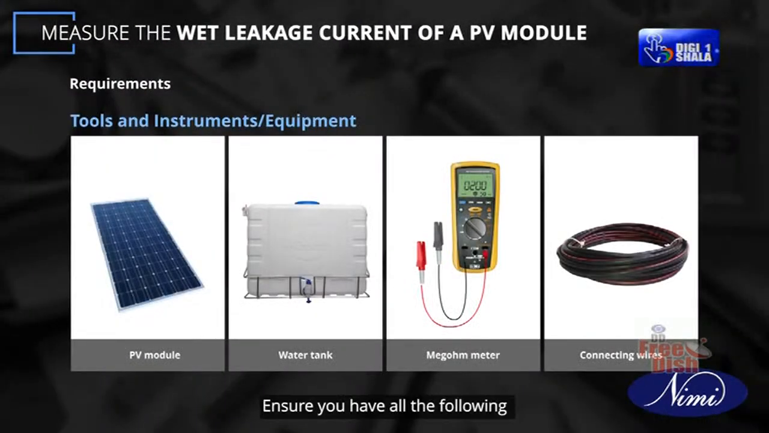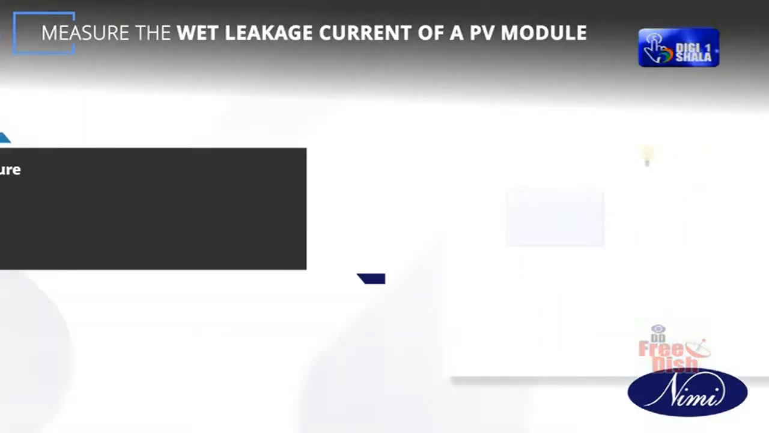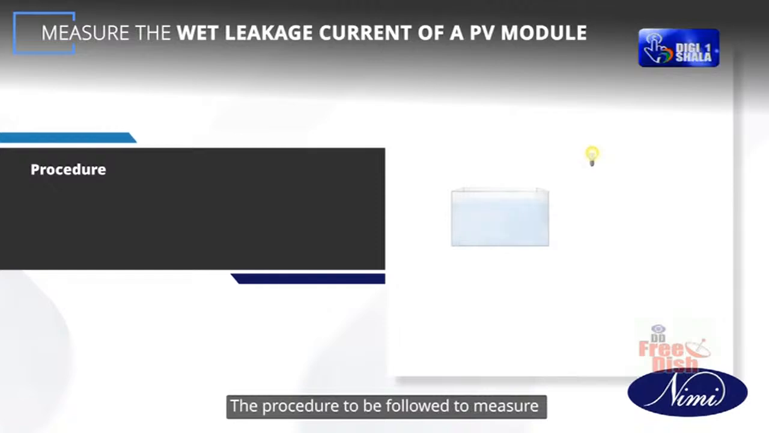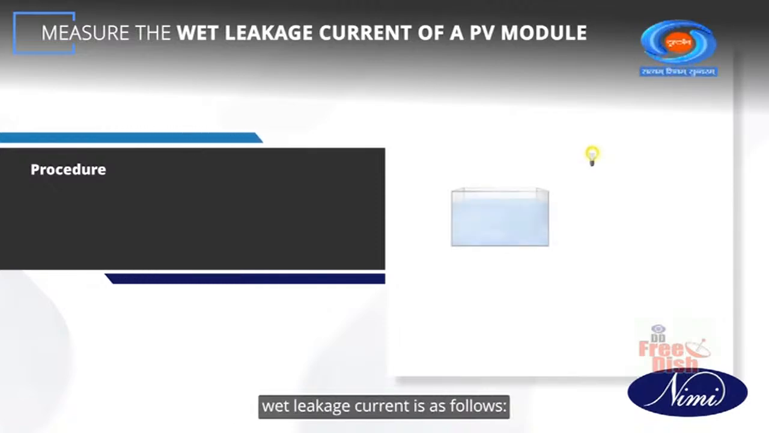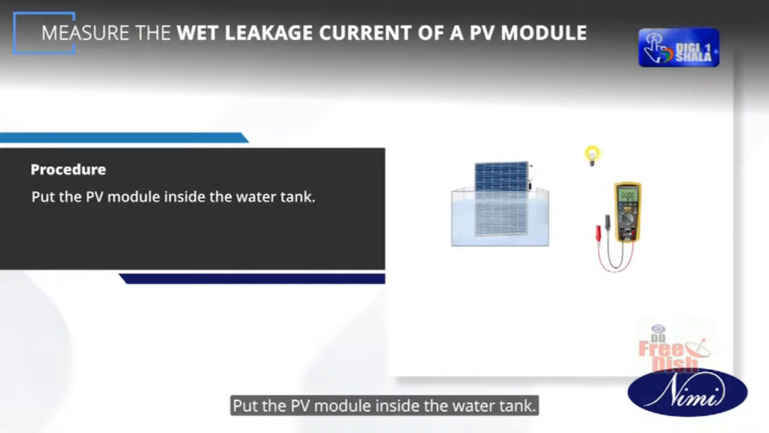Ensure you have all the following tools and equipment: PV module, water tank, megometer and connecting wires. The procedure to be followed to measure wet leakage current is as follows.